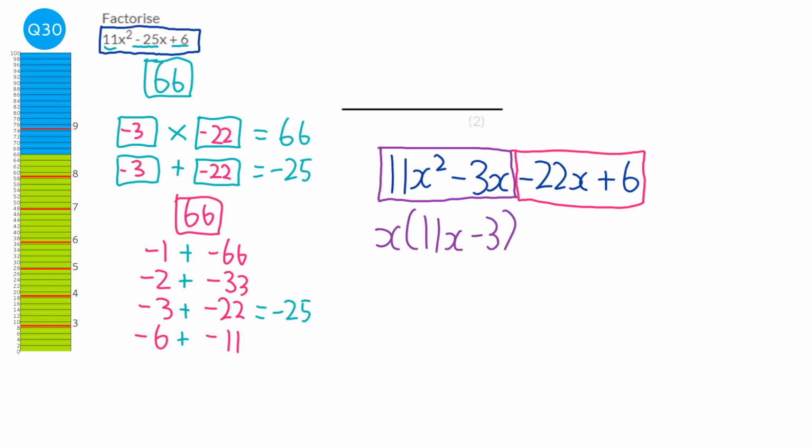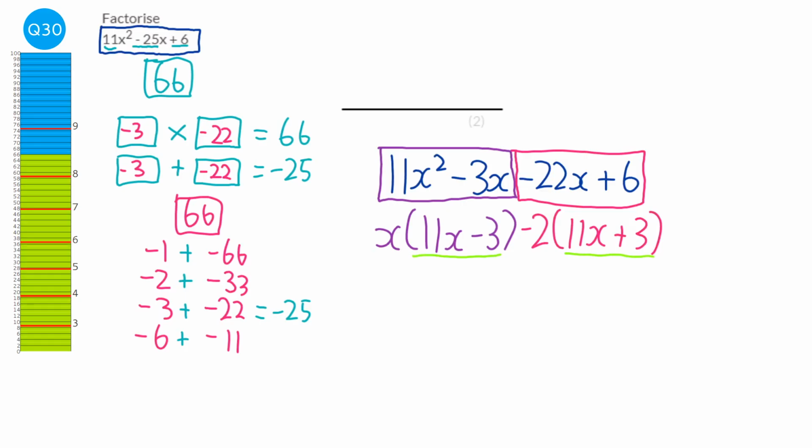Now we've got a bit of a weird situation here, because you'd think that it would be 2 that we divide out of both of them, but it's actually going to be a minus 2 because there's a minus there. So it's going to be minus 2, and then we've got 11x plus 3. Now notice what we have here. We have a repeating bracket, both of these are 11x minus 3.